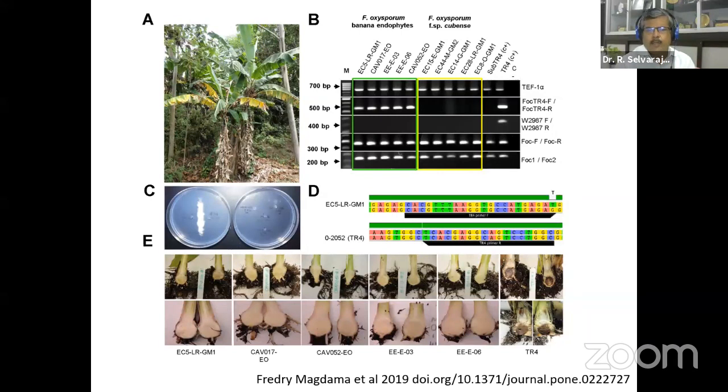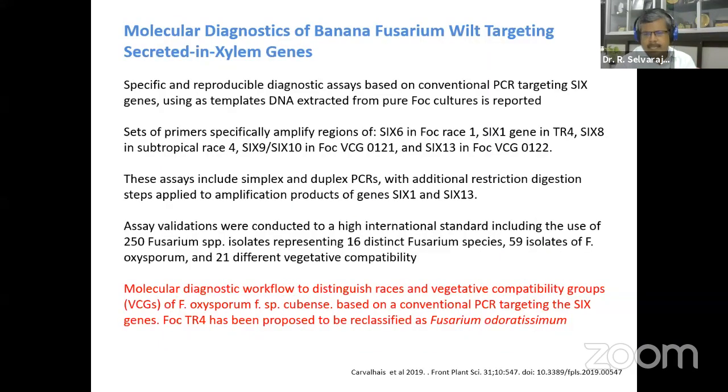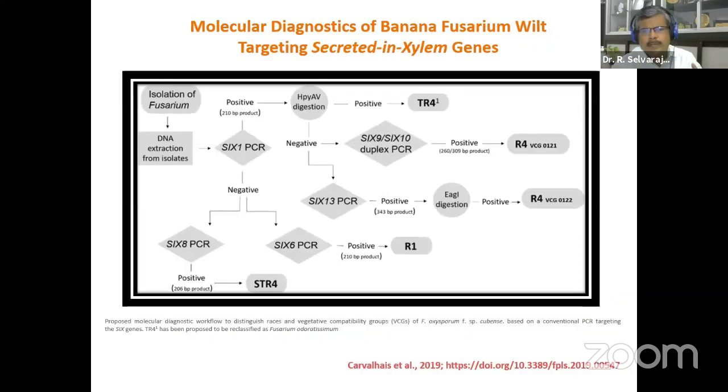And recently one paper came from an Australian group, that is the Aitken group. They targeted secreted in xylem genes for banana Fusarium wilt detection, and they made a wonderful thing. I think all of you might know that TR4 has been proposed to be reclassified as Fusarium odoratissimum. This is 2019 they proposed, but I don't know whether the taxonomists have accepted it. They came out with this wonderful chart.